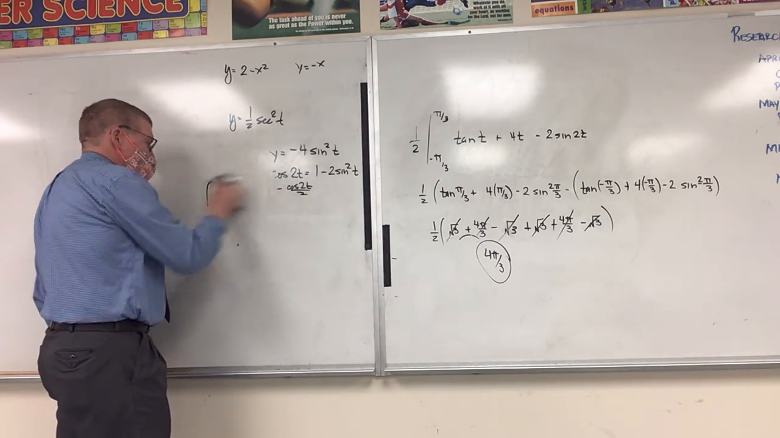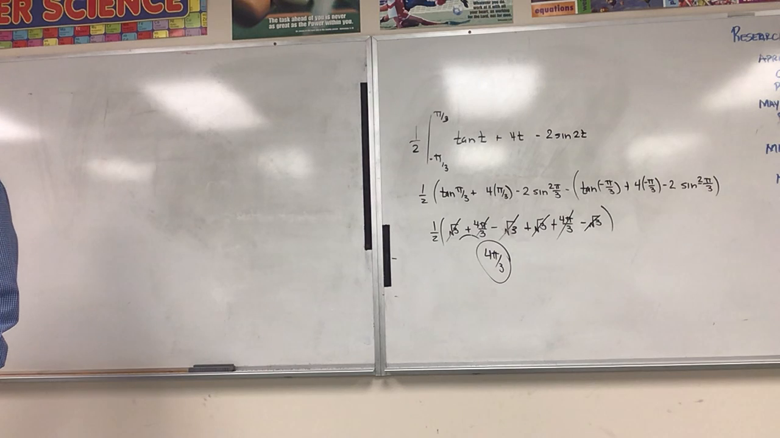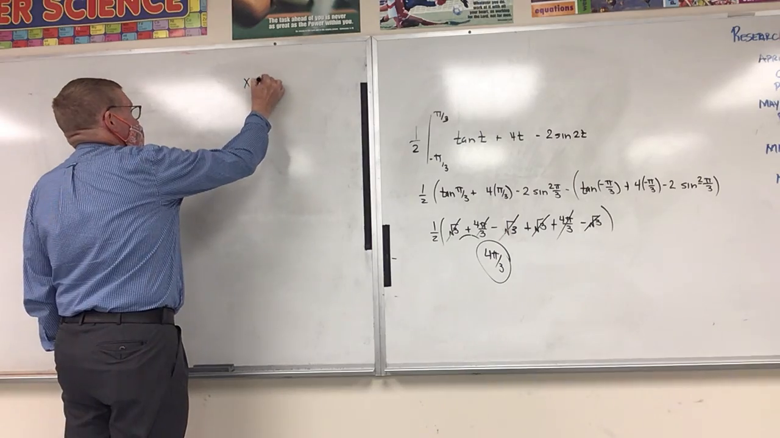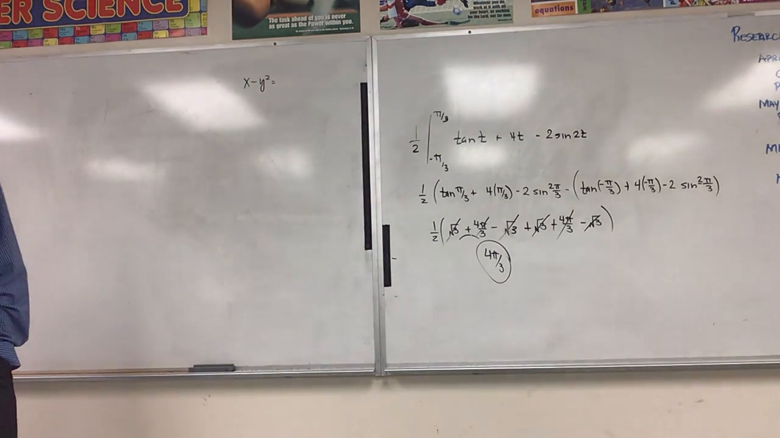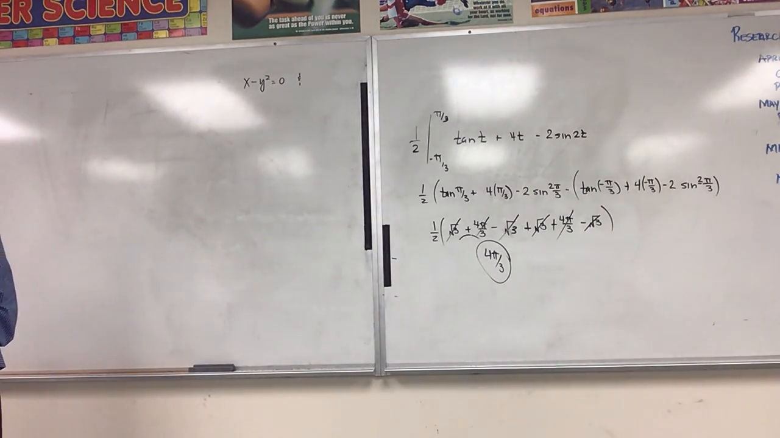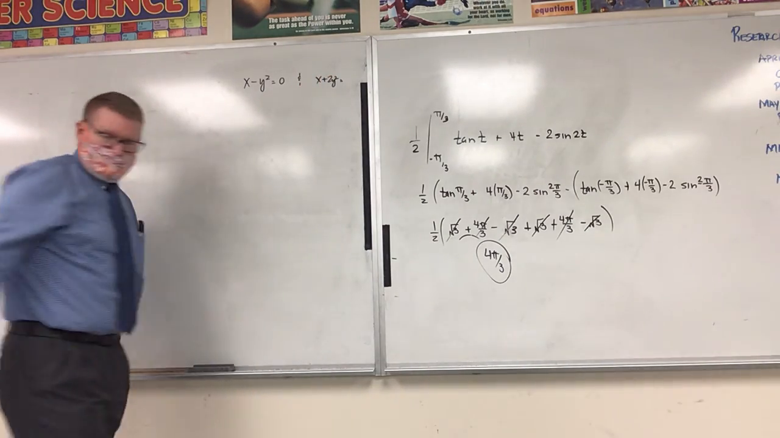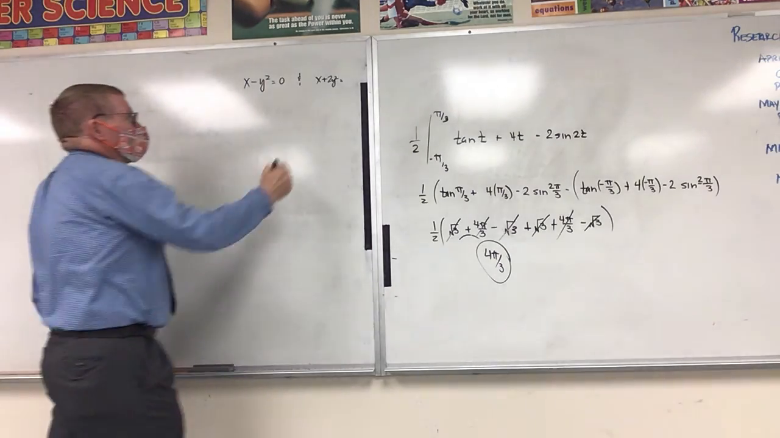Let's look at another one. Let's look at number 24. x minus y squared equals 0, and x plus 2y squared equals 3.